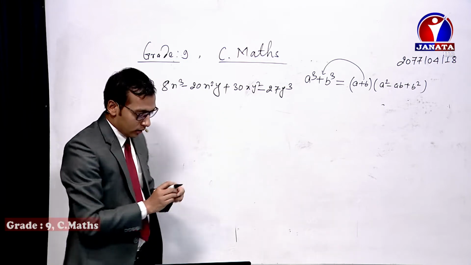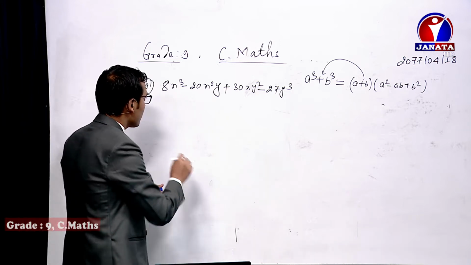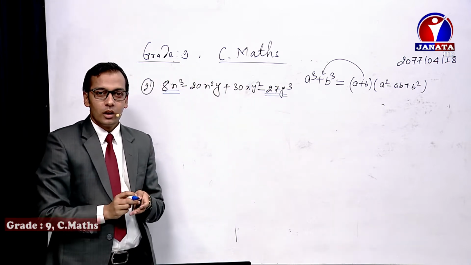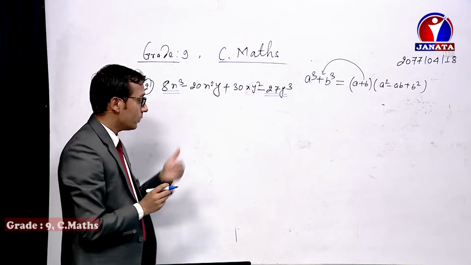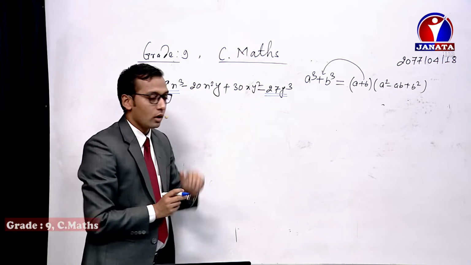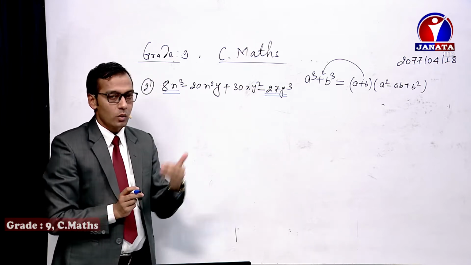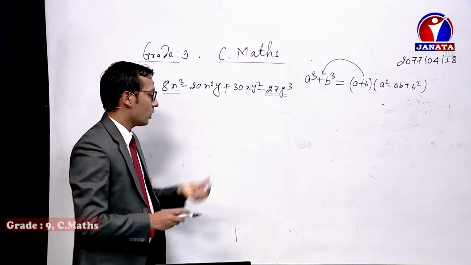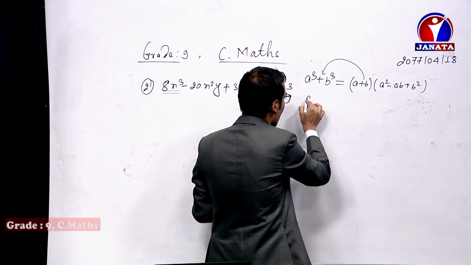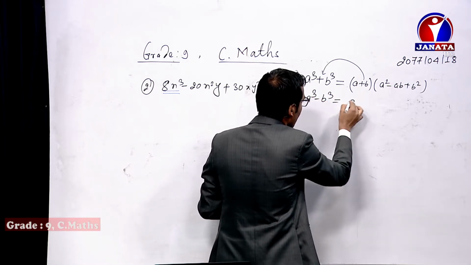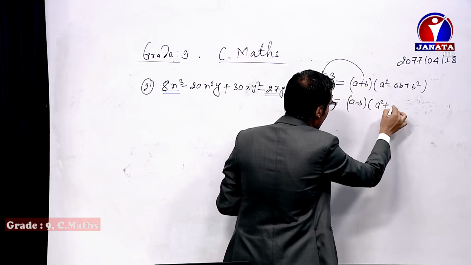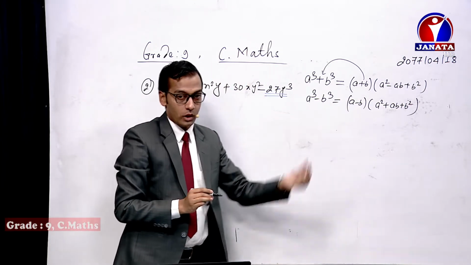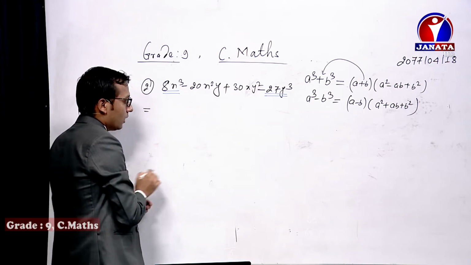If we look at the first and last term here, the first term is 8x cube. What is the last term? 27y cube. If we put these 2 terms together, first and last term, we can change them into A cube minus B cube form, and then we can take common factors from the second and third term. So what are the factors of A cube minus B cube? (A minus B) times (A square plus AB plus B square). So these 2 are the factors of A cube minus B cube.